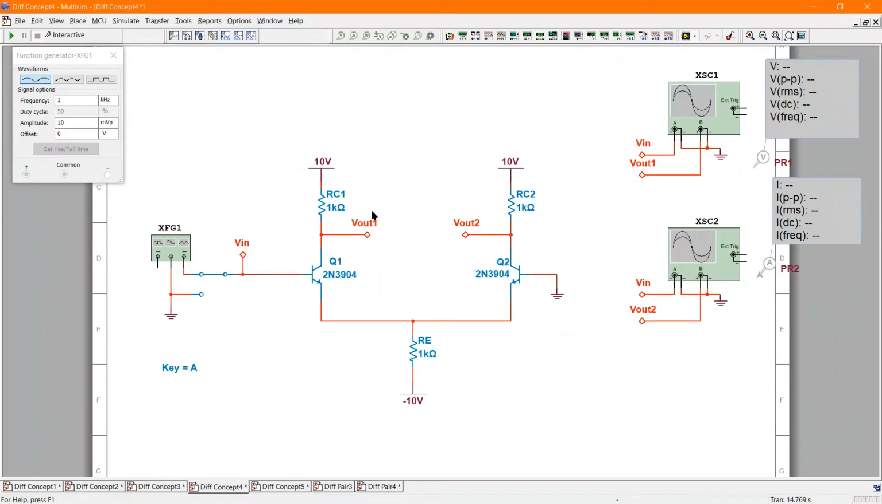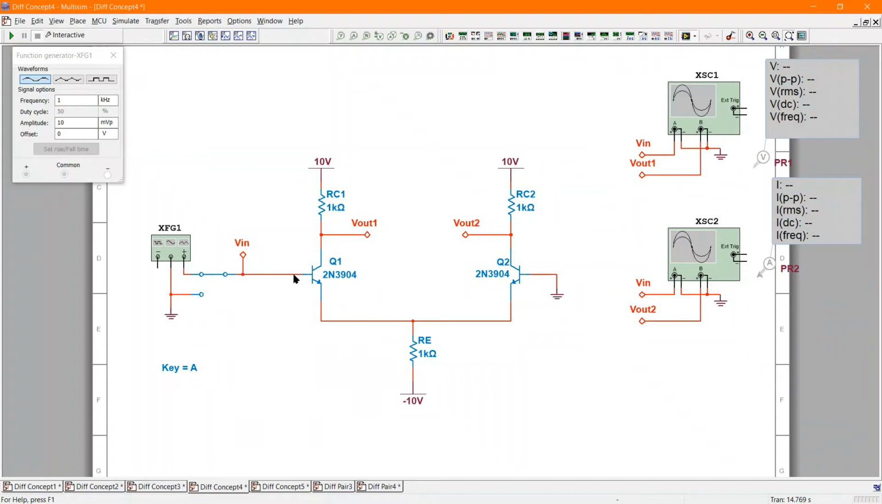I've also renamed the collector voltages. Instead of VC1 and VC2, I'm now naming them Vout1 and Vout2. This is more appropriately named for the differential amplifier, which we think of as a two transistor amplifier where we have one or two inputs and we have one or two outputs. So each collector is a potential output.